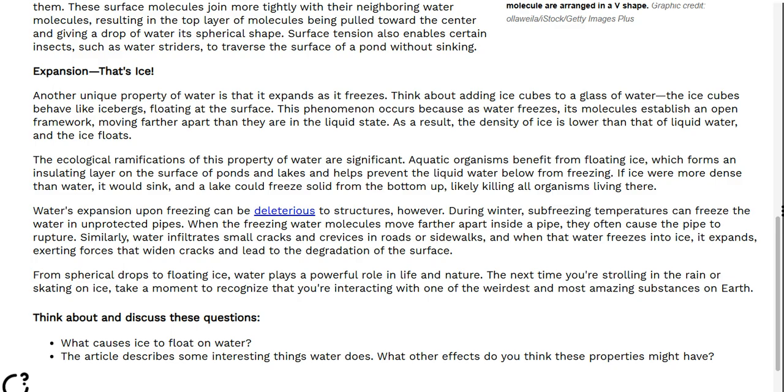Think about adding ice cubes to a glass of water. The ice cubes behave like icebergs floating at the surface. The phenomenon occurs because as the water freezes, its molecules establish an open framework, moving farther apart than they are in the liquid state. As a result, the density of ice is lower than that of liquid water, and the ice floats. The ecological ramifications of this property of water are significant.